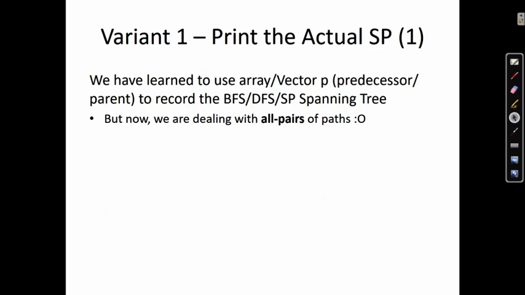First variant: storing and printing out the actual shortest path between any pair of vertices i, j. We have taught you how to use the predecessor array in order to store the shortest path between the source and any other vertex for single source shortest path. In this case, we are computing all-pairs shortest path, so it is not just a predecessor array. Now we have a predecessor matrix P again.